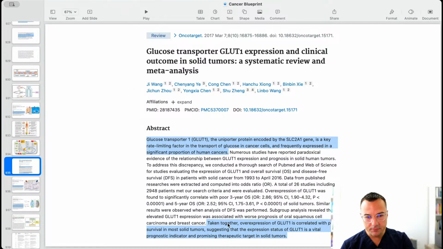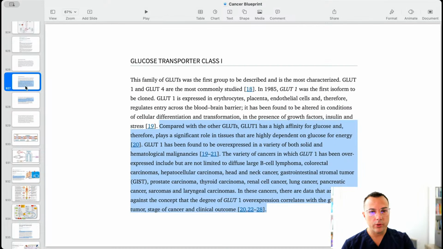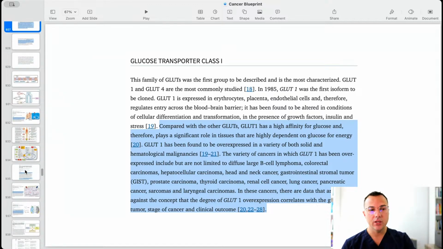And it says here later that taken together, overexpression of GLUT1 is correlated with poor survival in most solid tumors, suggesting that the expression status of GLUT1 is a vital prognostic indicator and promising therapeutic target in solid tumors. So you remember that 5 years before, they were looking at GLUT1, and they were saying that the data was not panning out whether or not GLUT1 expression could really talk about survival, prognosis, et cetera.